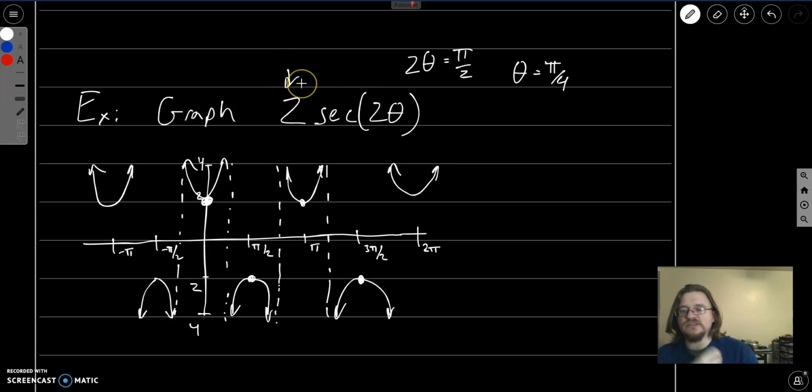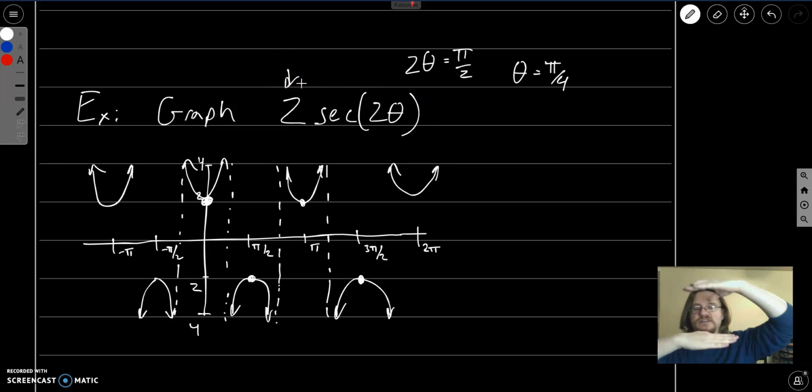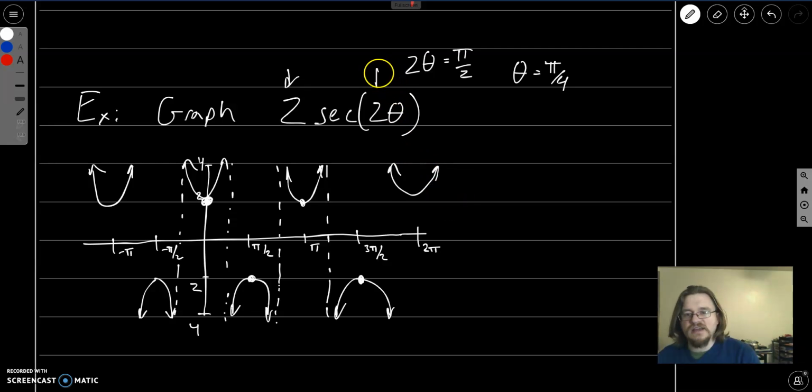Again, this 2 is just going to stretch this up, or stretch this away from the x-axis. It's going to make everything either further away from the x-axis on top or further away on the bottom. The secant of 2 theta, having a positive number here, is going to squish this down.